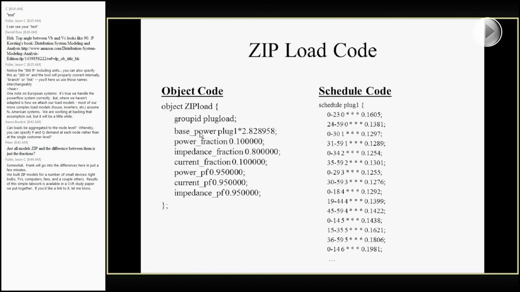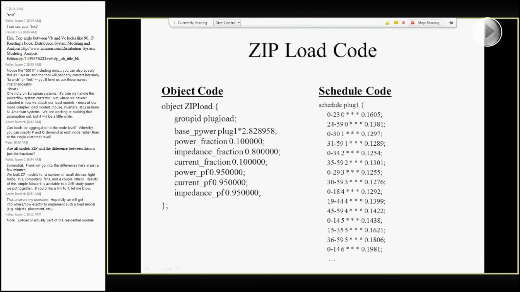and then your power fraction, your impedance fraction, your current fraction, and then the power factor associated with each of those. And with more or less those 7 pieces of information, you'll have everything you need to solve for those explicit constant current, constant impedance, and constant power portions of the ZIP model. But in this particular case, you're actually changing it with time.